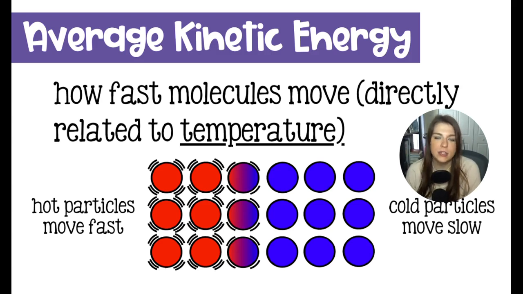So we relate that to how fast the particles move, and that is related to their temperature. The faster particles move, the more kinetic energy they have, and the higher their temperature. Hot particles move faster than cold particles. Here you have little motion lines showing that the hot particles move quickly, and your cold particles don't have lines because, not that they're not moving, it's just that they're moving so slow they don't need action lines.